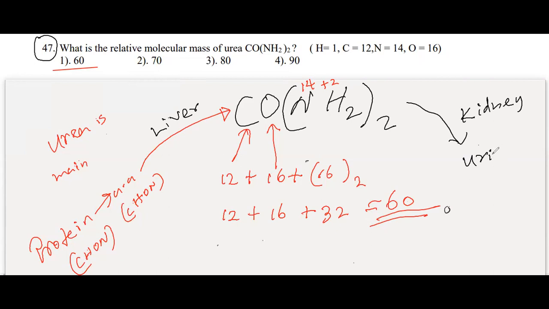Your urine contains urea. Is that clear? Urine contains urea. Urine's main component is water. So these two organs are a bit important. You better copy this down because I am relating the other lessons also.